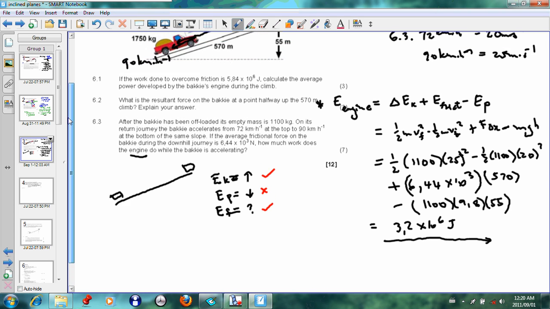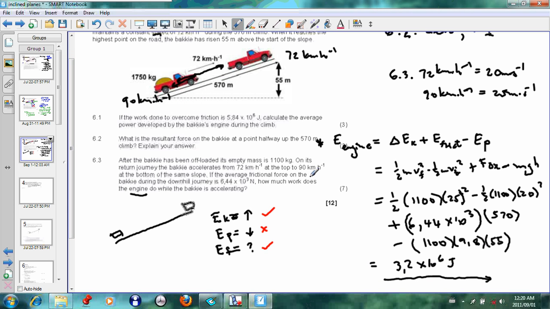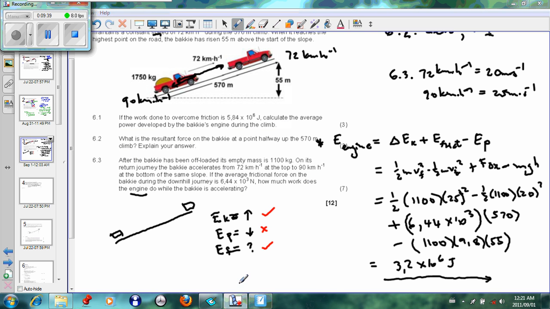So this is a very interesting sum, and it shows the application of how to tackle inclined plane sums. I hope you do well in case the sum comes, and I hope that this small video clip has clarified the issue for you.